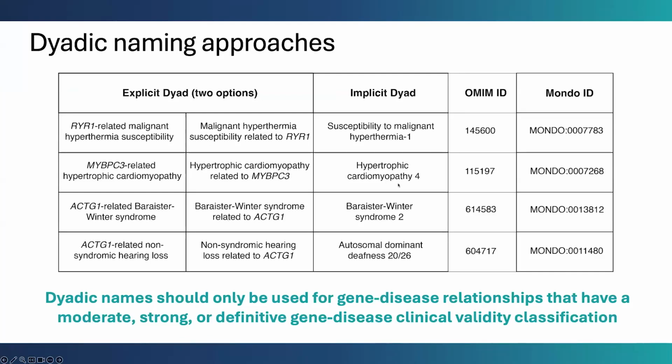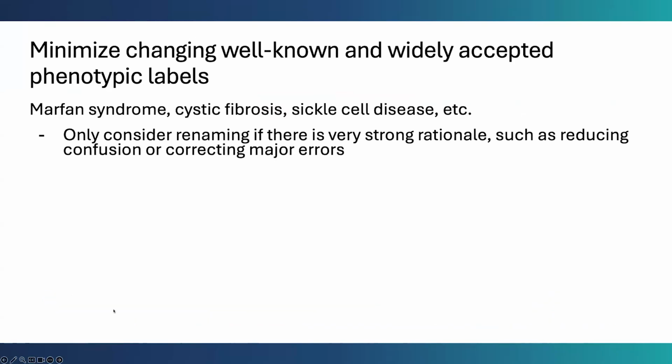But ultimately, the most important part is that we are tracking with the identifiers which ones are all talking about the same disease, because we're agreeing on the fact that this gene is the responsible party for the spectrum of phenotypic features that are arising from variation in that gene. So again, we did say we wanted to make sure groups would minimize changing well-known and widely accepted phenotypic labels.